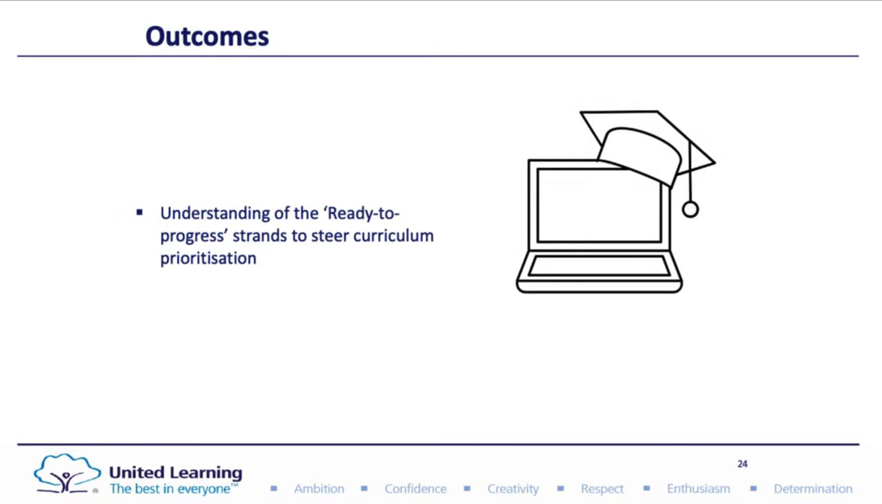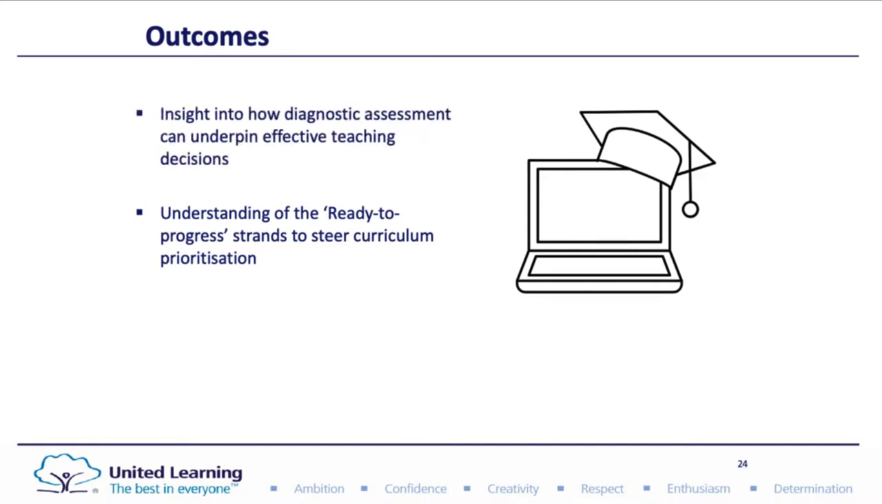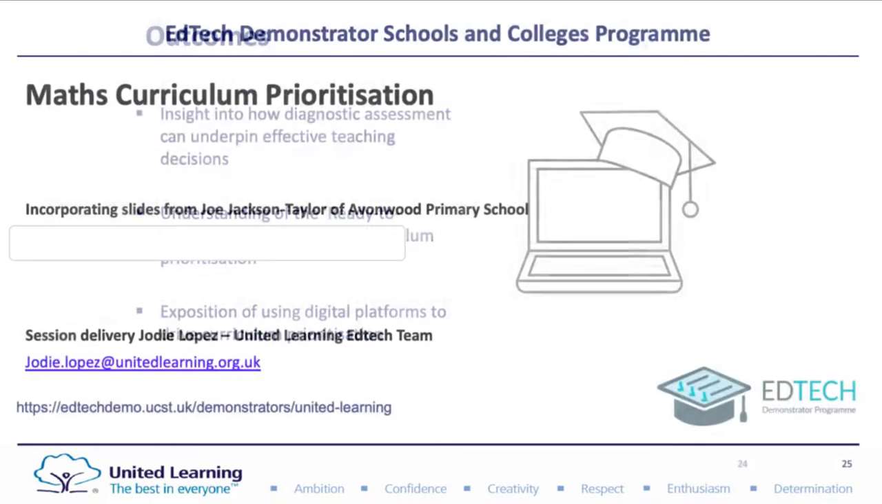So hopefully we now have an understanding of the ready to progress strands to steer curriculum prioritisation, an insight into how diagnostic assessment can underpin effective teaching decisions, and we've looked at the exposition of using digital platforms to drive curriculum prioritisation. And the main goal really is to make sure that we're able to plan the curriculum around fitting it all in, getting the coverage that we need, and also getting those individual gaps checked, to make sure that no individual is left behind because they've got different gaps to everyone else.